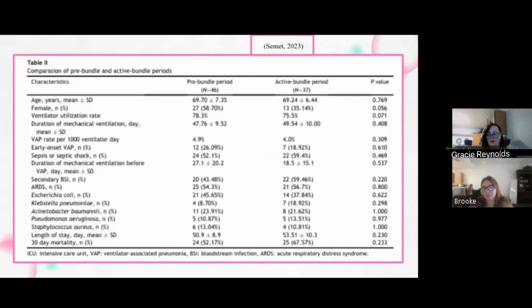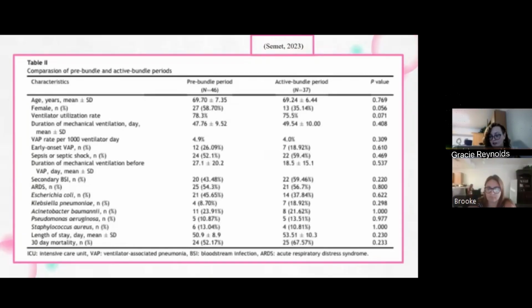The study compared outcomes before and after implementation of the VAP prevention bundle. VAP incidence decreased from 19% to 17.5%. VAP rates per 1,000 ventilator days decreased from 4.9% to 4. Early onset VAP decreased from 26% to 19%. The incidence of sepsis or septic shock remained similar between the groups, though, so that didn't change very much.